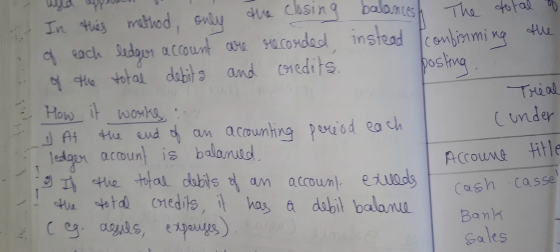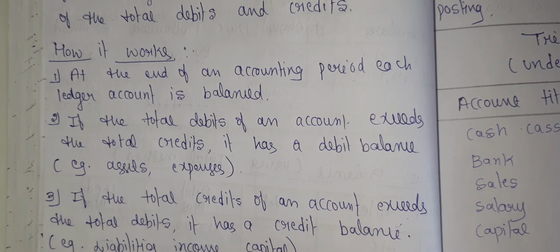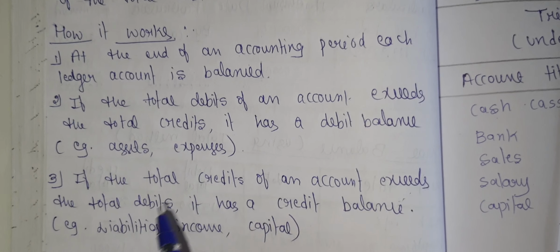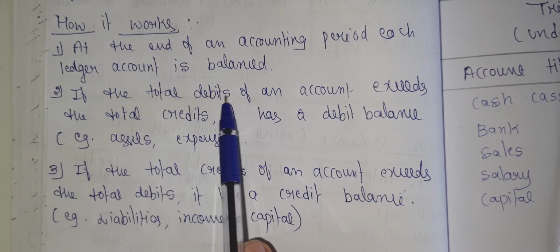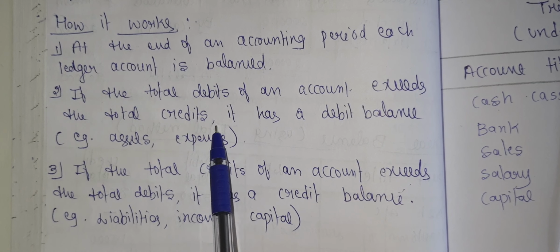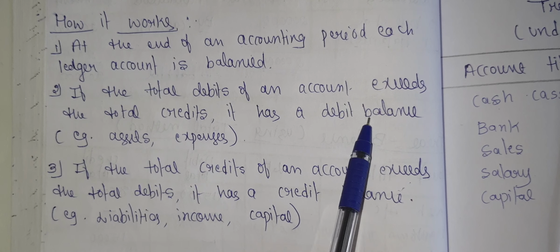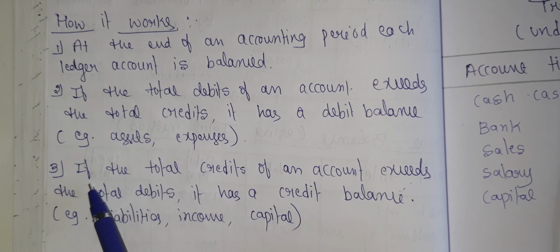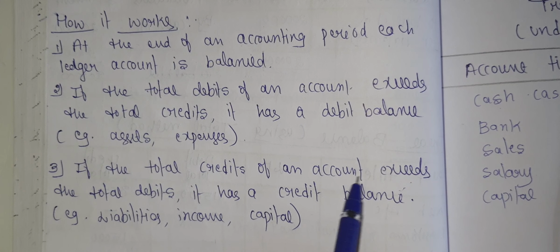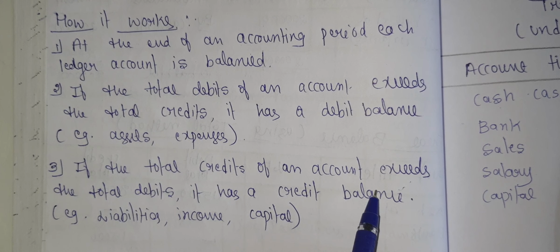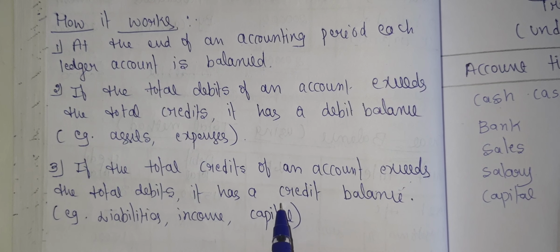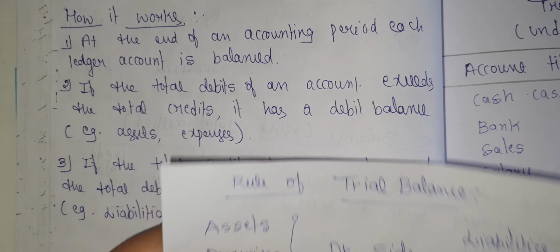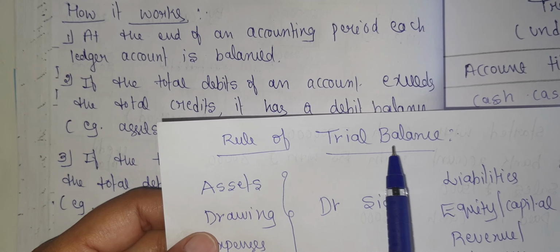So, what are the rules of balance method? How will we prepare the trial balance in balance method? Here, if the total debits of an account exceed the total credits, it has a debit balance. Expenses and assets will come. And second, if the total credits of an account exceed the total debits, it has a credit balance. Liabilities, income and capital will come. I have written down the rules of trial balance under balance method.